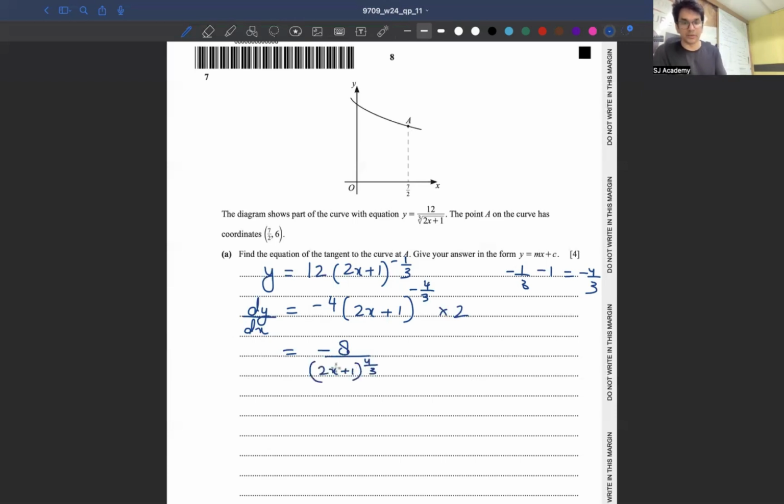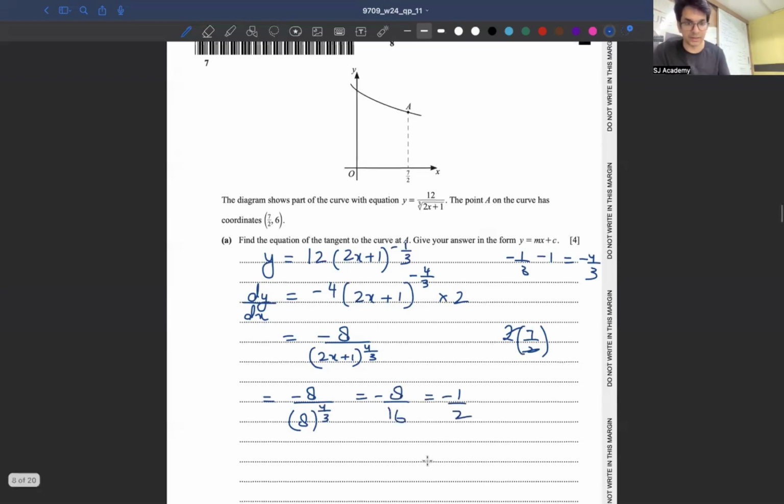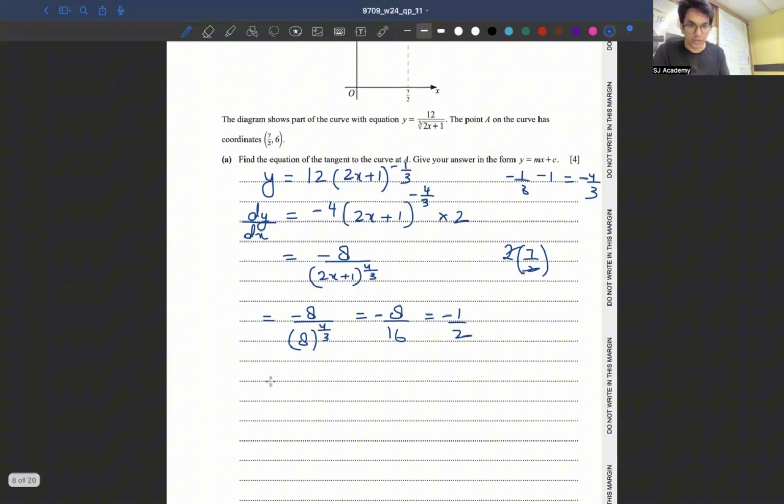Now substituting x equals 7 by 2. So 2 into 7 by 2, that's 7. 7 plus 1 is 8. So we'll get minus 8 upon 8 to the power 4 by 3. So cube root of 8 is 2 and 2 to the power 4 is 16. So that will become minus 8 upon 16, which is equal to minus 1 by 2. Now once we have the gradient, we can find the equation. So the expression is y minus y1 equals m into x minus x1. So it will become y minus 6 is equal to minus 1 by 2 into x minus 7 by 2.